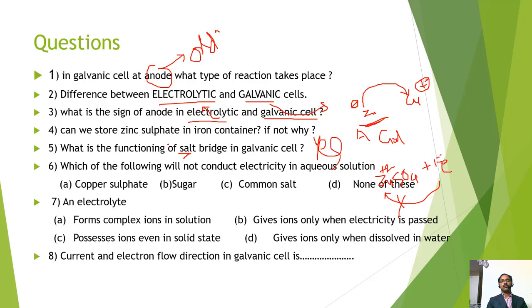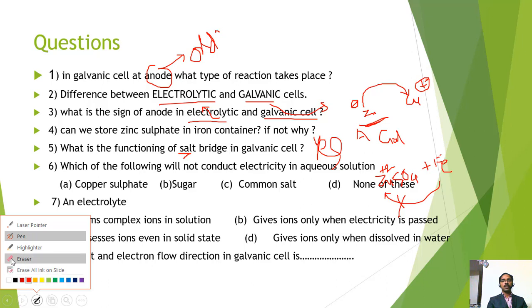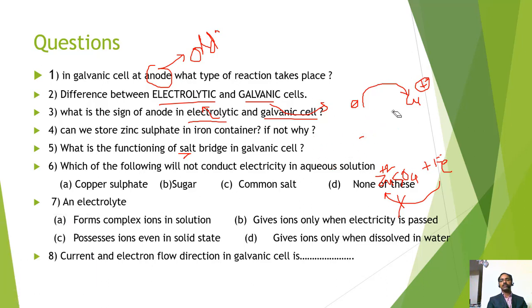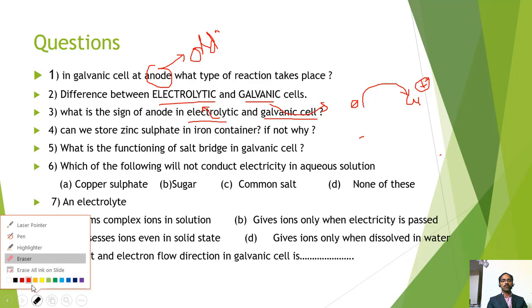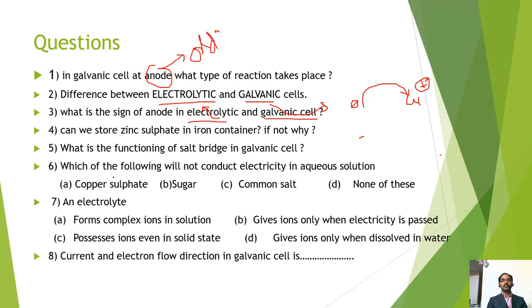Next, what is the function of the salt bridge in a galvanic cell? Already we discussed that in a galvanic cell, to neutralize the charge in both cells, we are using the salt bridge, or any other salt. That is the main purpose. Next, which of the following will not conduct electricity in aqueous solution? Those which do not produce ions will not conduct electricity. So that is sugar. Copper sulfate is producing ions, common salt also produces ions, but sugar is not producing any ions.